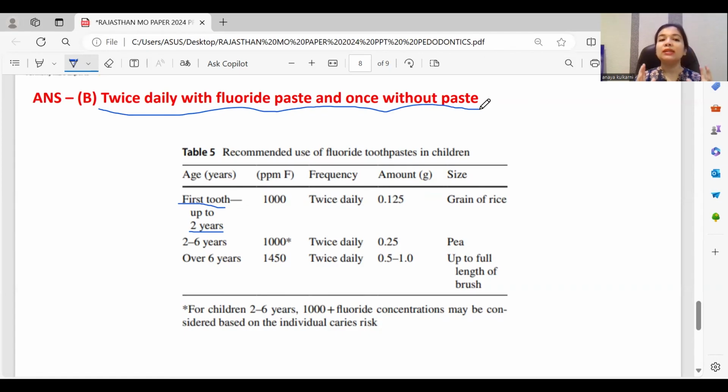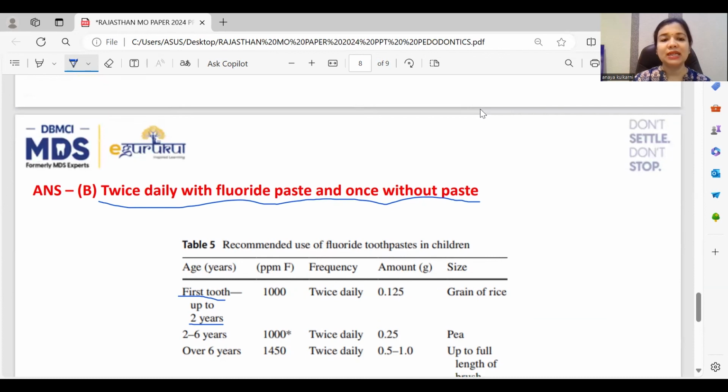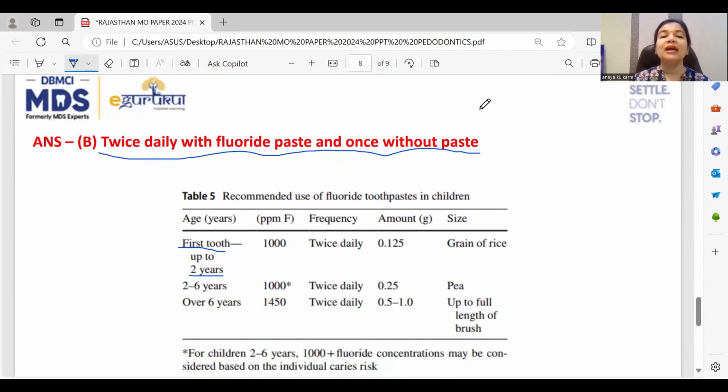So these were the only three questions that were asked in the Rajasthan MO paper of 2024. And I hope it is pretty clear. The questions were simple, direct picks from our lectures and notes.